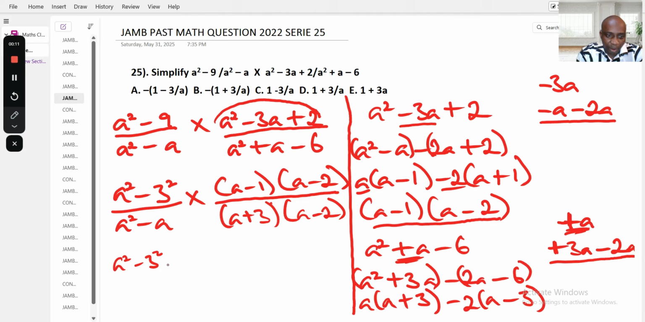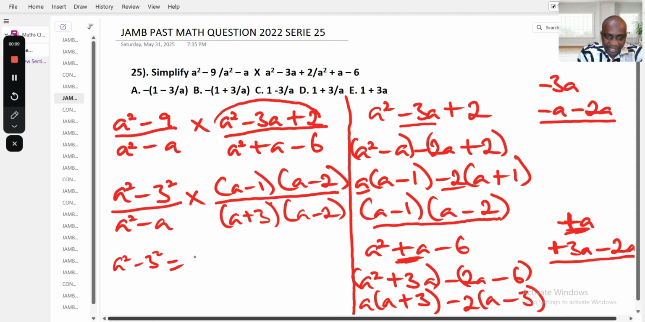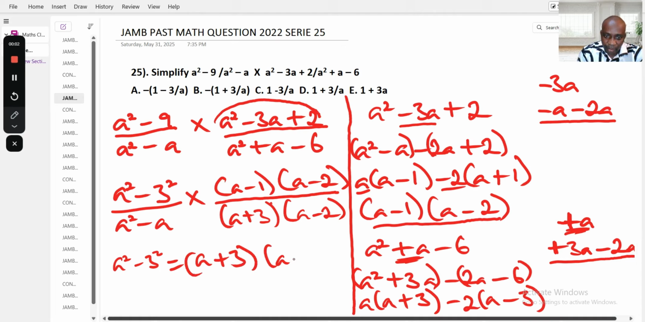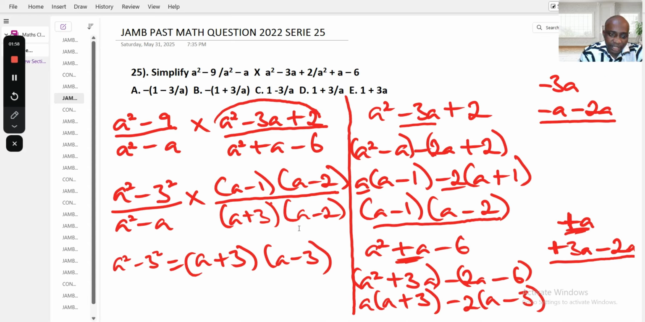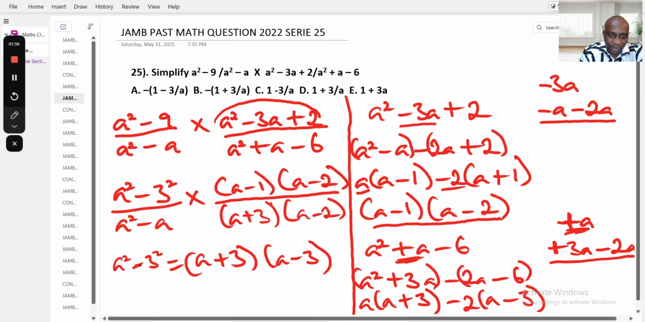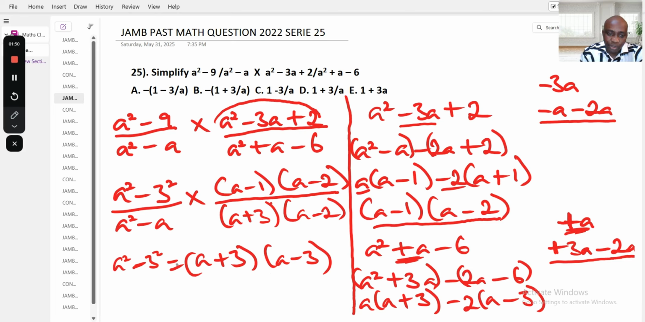Therefore, a raised to the power 2 minus 3a is the same thing as a plus 3 bracket a minus 3. Yes, a raised to the power 3 minus a 3 raised to the power 2 is the same thing as a plus 3 and a minus 3. When you multiply them together, you are going to get a raised to the power 2 minus 9. That's what you are going to get. Now you will replace them with these ones.